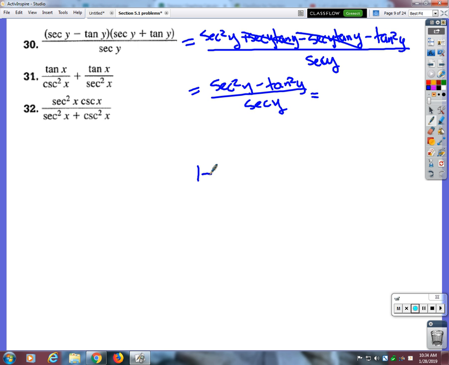And so if I know that 1 plus tangent squared equals secant squared, then I also know that tangent squared equals secant squared minus 1, right? That's just basic.